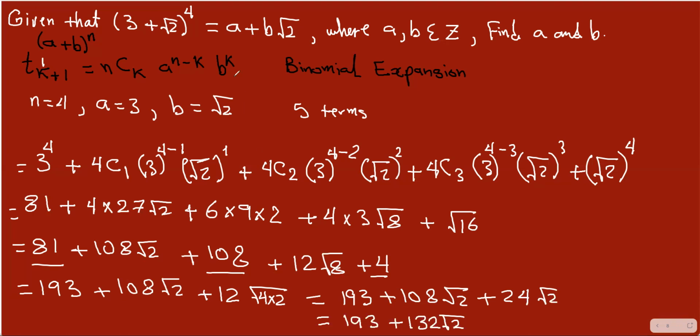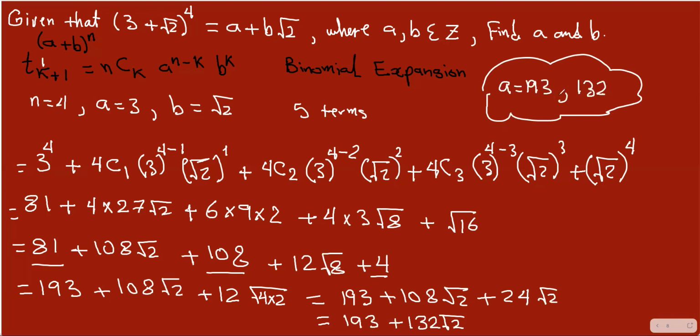But now they want you to find out what a and b are. So if you compare this to this, a is the 193. So I'm just going to write a final answer right here. a equals 193, because that's what the a is, and the b is right beside the root 2, and b will be 132. And that's what b equals right here.